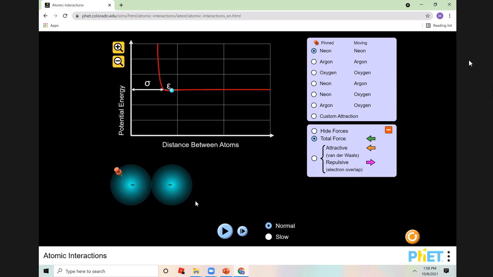Although you still have the potential well, like in the ocean, the depth of the potential well is very, very small. So you can see that they do not form inert gas molecules.